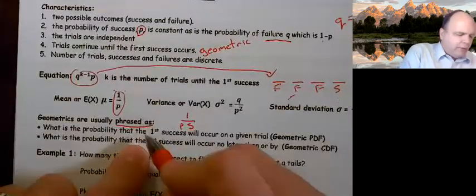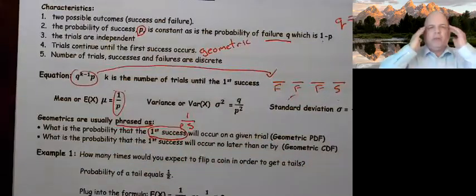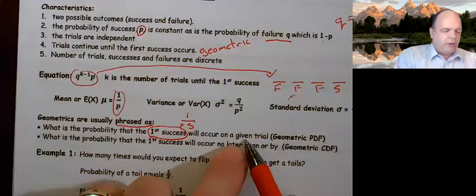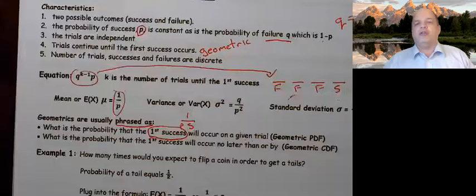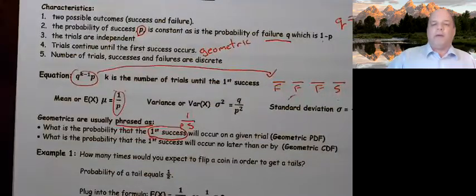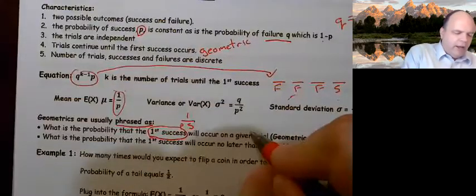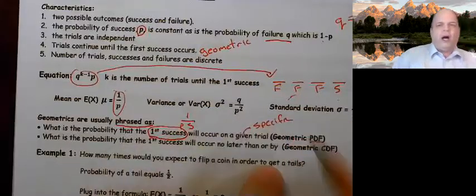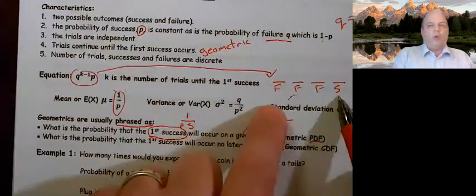What is the probability that the first success, that phrase "first success," is going to let me know that I'm looking for a geometric, will occur on a specific or given trial? What's the probability that my first heads occurs on the 4th time I flip it, or the 4th time I try it? That's going to be what's known as a PDF, because we have a specific trial that it has to be successful on, in this case, the 4th one.